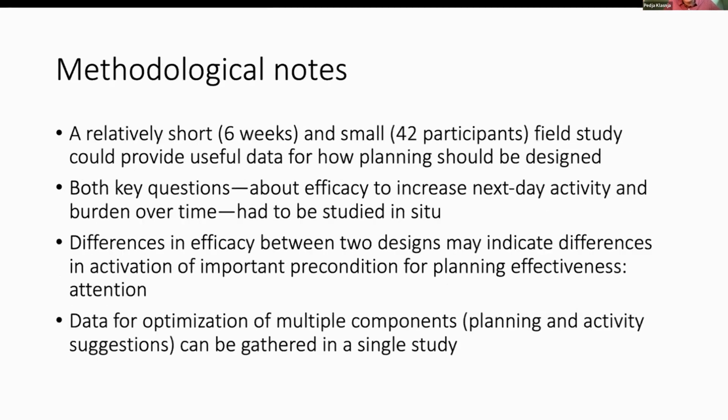Now, what do we learn from this, right? In terms of methodological issues, one is that if you think about what we did here, we had both a relatively short study and a small study, like 6 weeks, 40 people, right? And it could still provide useful data both for what kind of planning to use and when to provide it, right? And so there was actually a fair bit that we can learn even from a very small study, this is a very small optimization study.